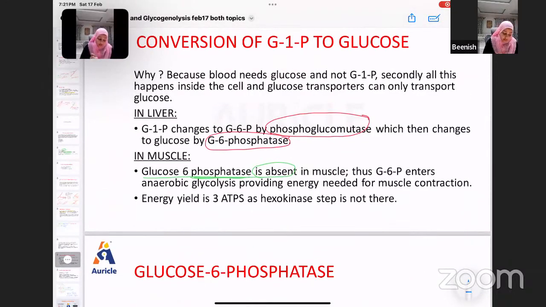So in this case, you have glucose 6 phosphate entering anaerobic glycolysis. And in anaerobic glycolysis, for reference, you can see the previous video, you have production of 3 ATP. But in this case, since the first step is absent, the hexokinase step is absent, you will be using 1 ATP less and generating 1 ATP more. So the net yield is 3 ATPs as the hexokinase step is not there because it is entering directly at the level of glucose 6 phosphate.